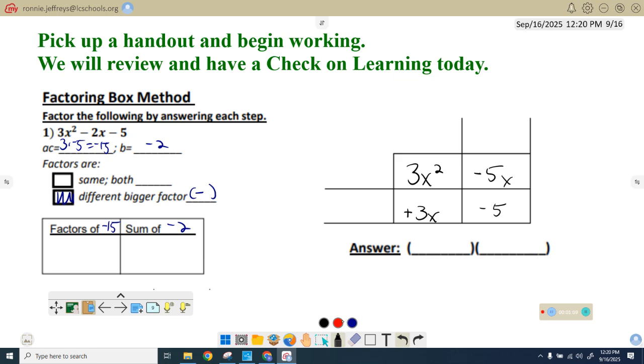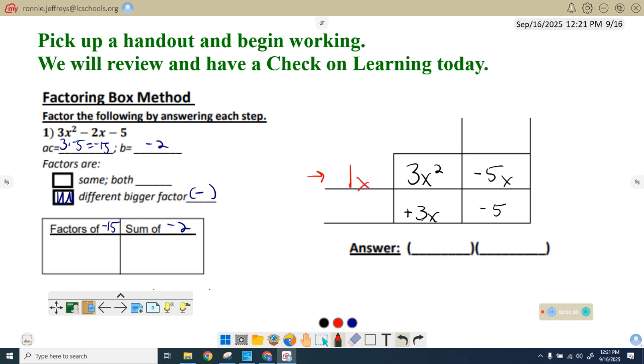Now, when I'm finding the GCF, the greatest common factor, it's the biggest number that will divide both of these. So the biggest number that will divide 3 and 5 is 1. Now with the variables, it's the smallest exponent, so this will just be x.